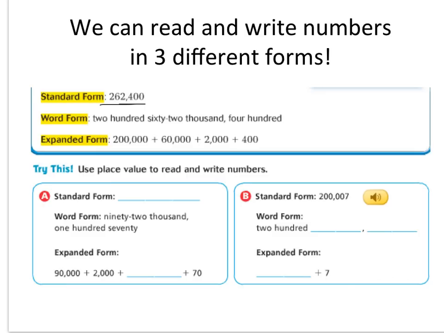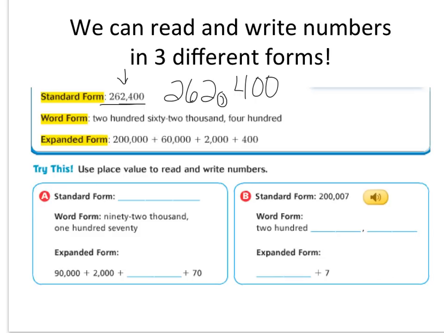It's also important to note where this comma is, because as we read a number in standard form, we're going to pause there. So we'll say 262. I know that's in the thousands period, so I'm going to put my comma here, and I'm going to say 262,000. And then my next period is the ones period, and that's where I'm going to write my 400. So I will read this number as 262,000, 400.